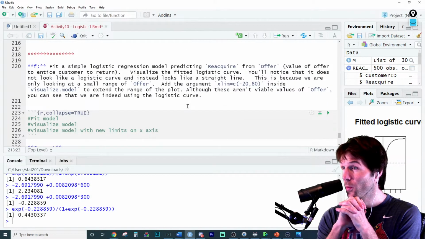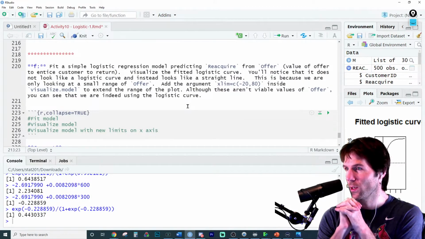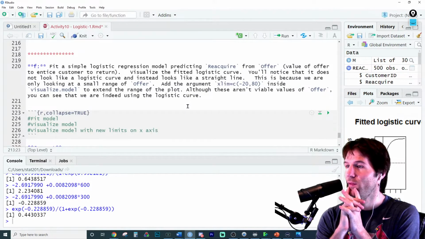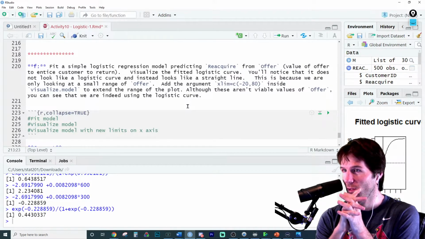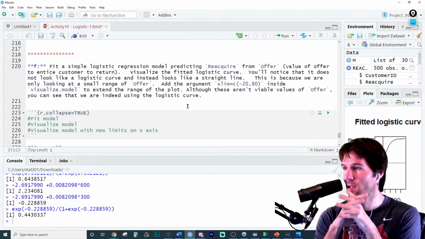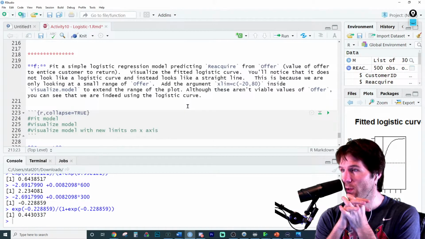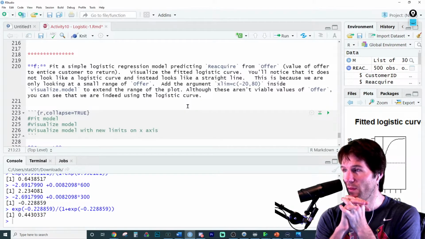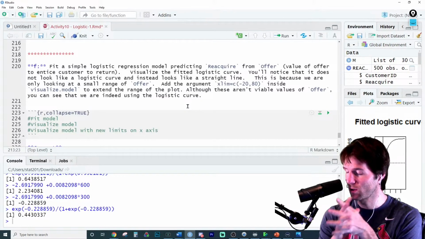Fit a simple model, predicting require from offer. We did that earlier. Value of offer, visualize fitted logistic. You'll notice that does not look like a logistic curve and looks like a straight line. This is because we're only looking at a small range. Change the xlim inside. That's how you do it on the visualize model. So extend the range of the plot. Although these aren't viable values of offer, you can see that we are indeed using a logistic curve.